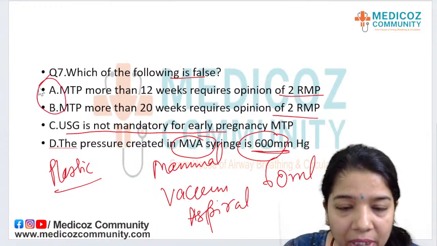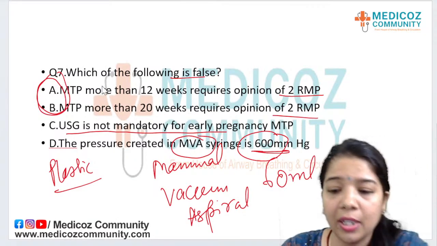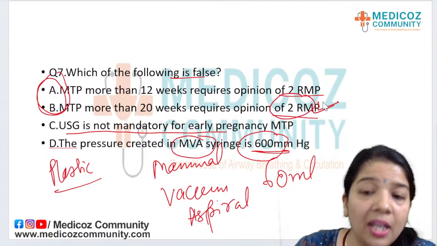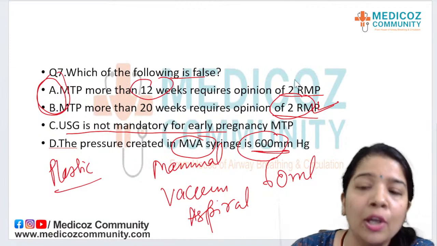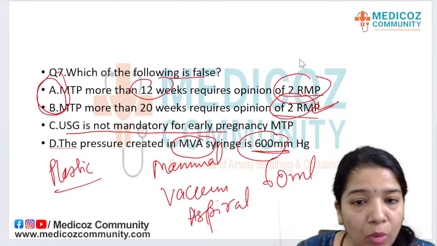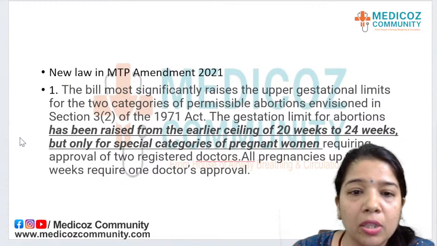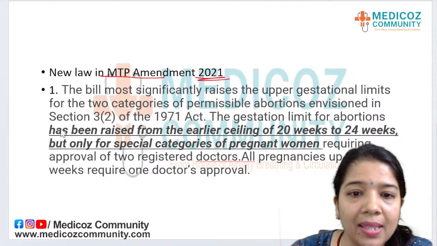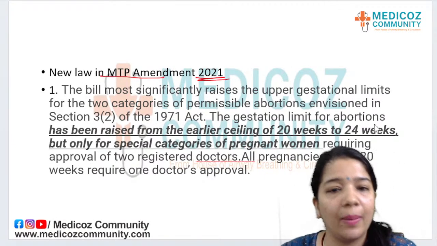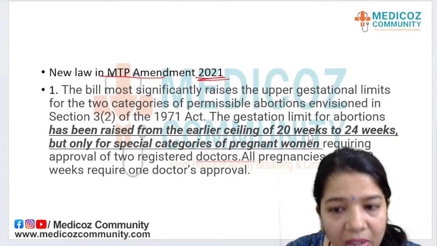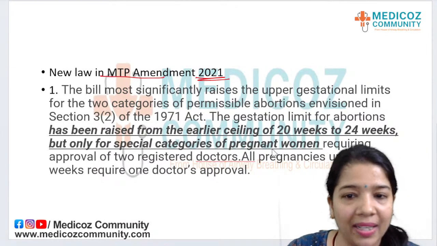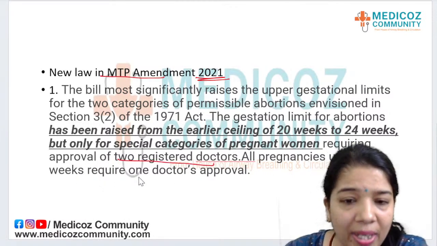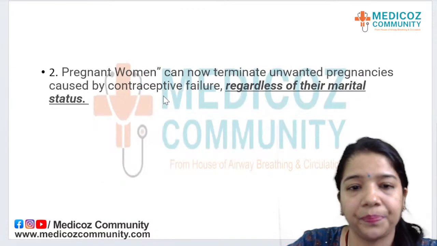अभी इन दोनों में हमें doubt है तो मैंने यही बोला that what is the new update is that MTP more than 20 weeks requires opinion of 2 RMPs. This is the right answer. ये पहले सही था कि 12 weeks से ज़्यादा है तो opinion of 2 RMPs is required, but it has been modified. You should know these modifications. Okay. So first of all we know it is a new law which came in 2021. The new law says that the gestation age limit for abortions has been raised from the earlier ceiling of 20 weeks to 24 weeks. Okay, but only for special categories requiring approval of 2 registered doctors. ठीक है, all pregnancy up to 20 weeks require only 1 doctor's approval.